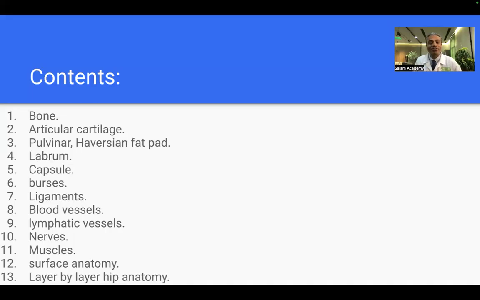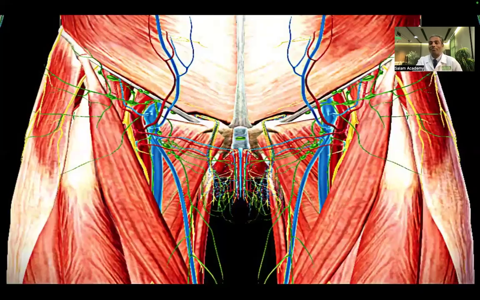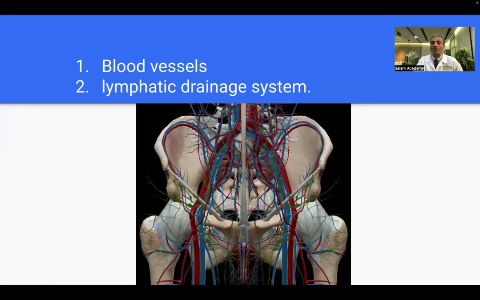the articular cartilage. Then we encased the hip joint and stabilized the two bones together, connecting them by the capsule, which is lined from inside by the synovial membrane, and from outside it is reinforced by very strong ligaments, and then padded by bursae. Today we will continue our talk about the hip region, and now we will discover a new area in the hip region, the blood vessels and the lymphatic drainage system.